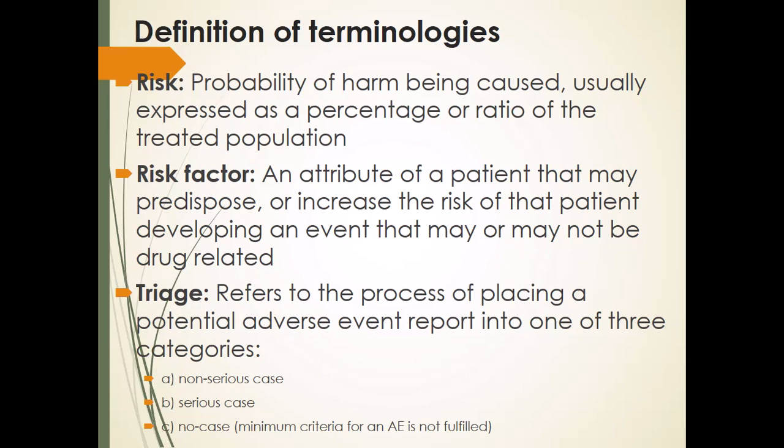And then we are still continuing with the definitions. We see that a risk is the probability of harm being caused, usually expressed as a percentage or a ratio of the treated population. A risk factor is an attribute of a patient that may predispose or increase the risk of that patient developing an event that may or may not be drug related. What about triage? Triage refers to the process of placing a potential adverse event report into one of three categories.